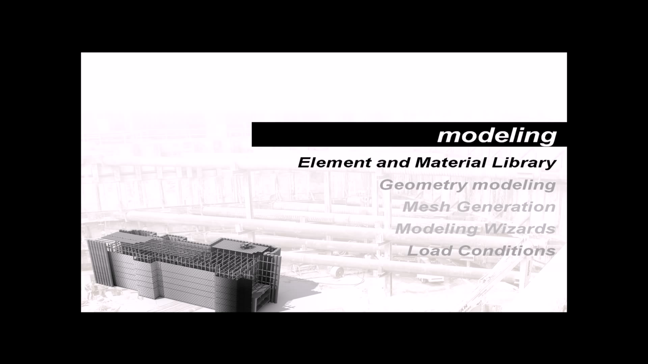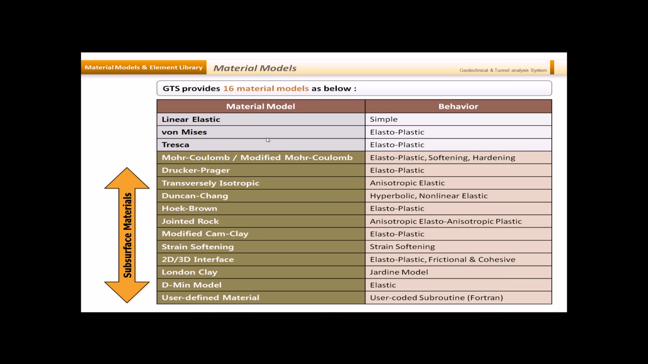Now, first of all, let's talk about the element and material library in Midas GTS. As you can see here, in Midas GTS we have 16 material models, and you can select either one of them to perform analysis on your tunnel projects.